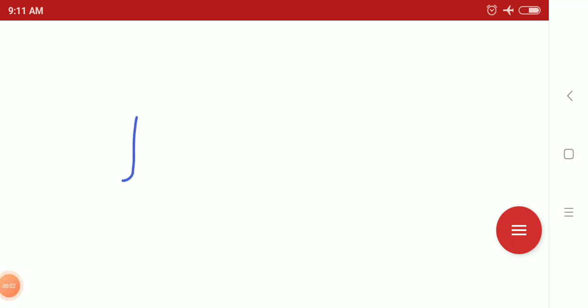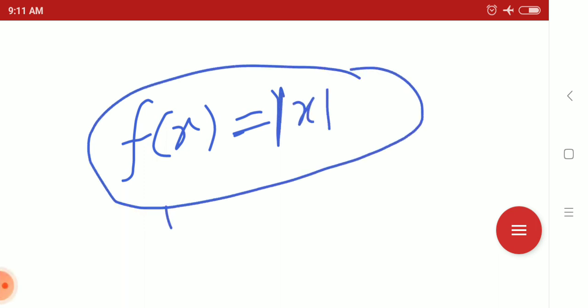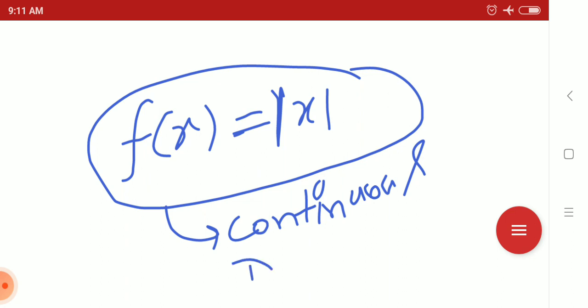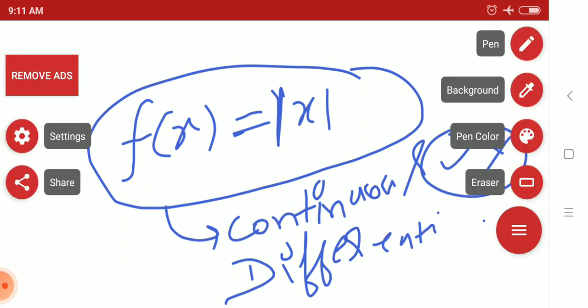Friends, today I am going to discuss whether the function f of x equals mod of x, the modulus of x, is continuous or not, and differentiable or not. We will check continuity and differentiability. Let us examine this function.